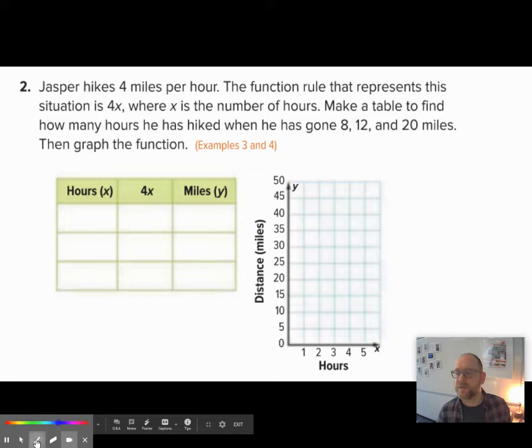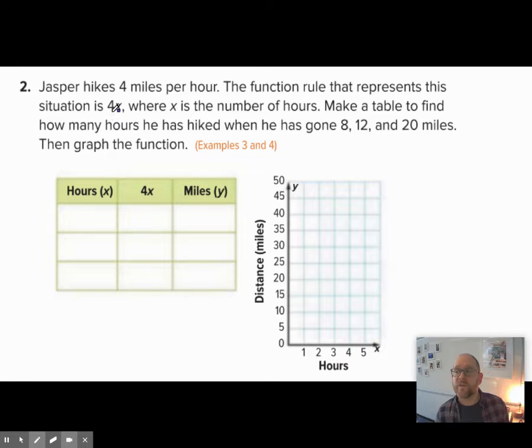All right, so first thing we need to do is fill in our function table. Just like we did before, we're going to fill in the number for x, and we need the number of hours. Ooh, we're working backwards here. In this case, the number of hours, we don't know. We don't know what x is. We know 4x, and we know the number of miles, though. So we're actually going to be using one of our operations that we used last week.